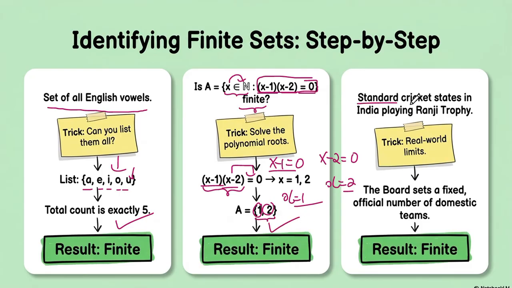Next, the teams playing the Ranji Trophy, the cricket state teams in India. This is also finite. Now you can count easily. The board sets a fixed official number of domestic teams, so we can count this. So this is also an example of a finite set.